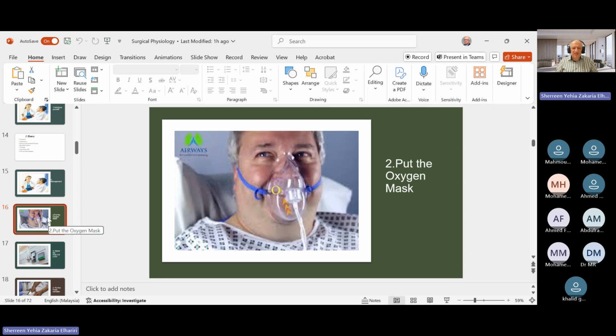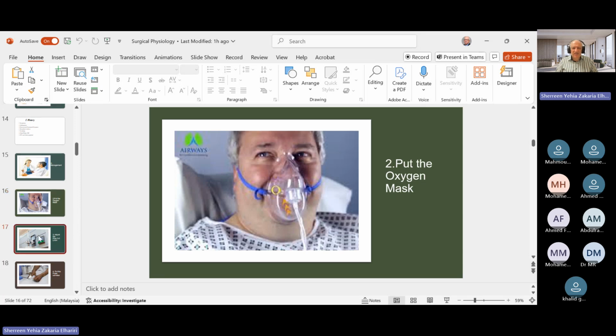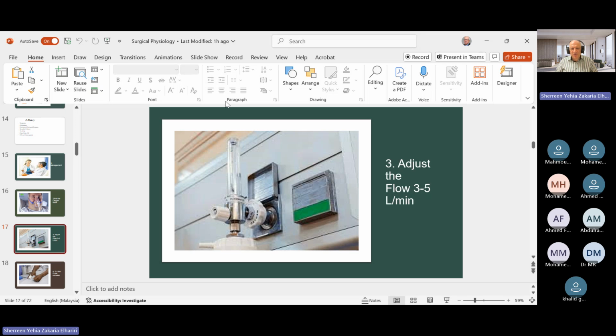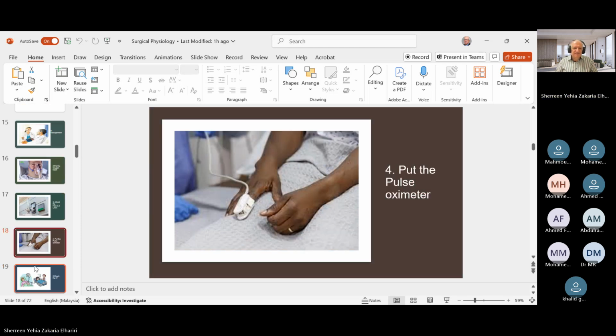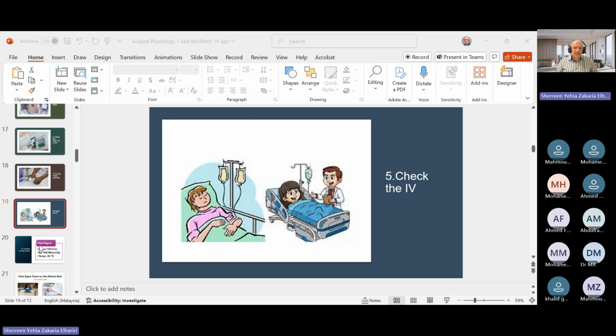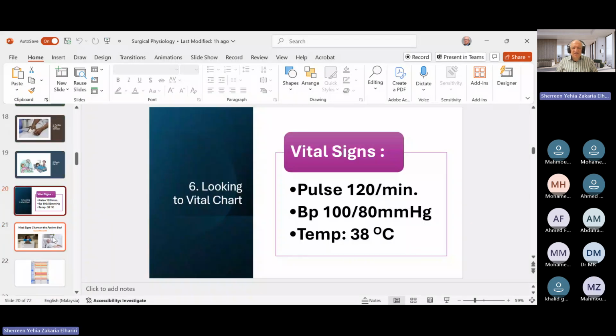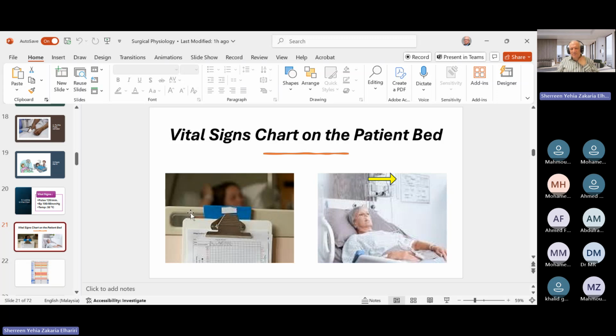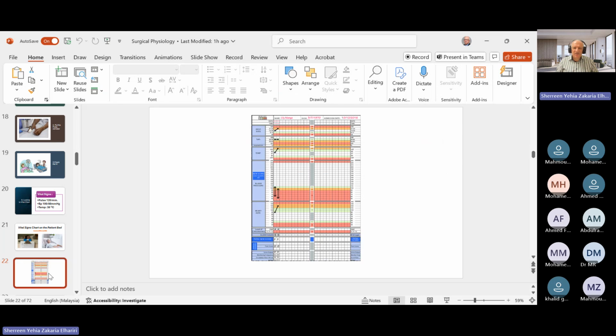Oxygen is usually 60 to 70 percent. In most exams, which are in a hospital, they have this flow meter, so you need to adjust it, and of course connect it, or the connection is already done. Put on the pulse oximeter and check the intravenous fluid, what they are giving to the patient; you must know that. After that, look at the chart of vital signs, either at the bed, the end of the bed, or on the wall, according to the station. We have this chart, which your friends say is the new chart.